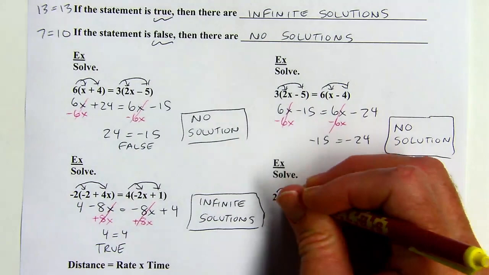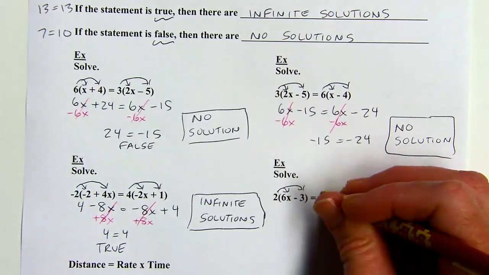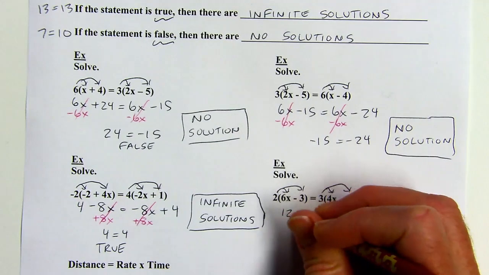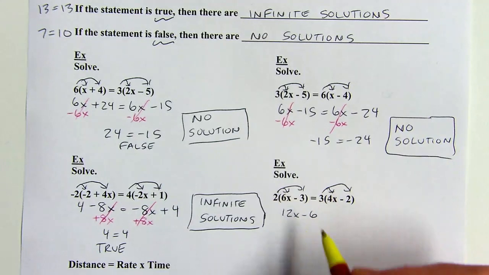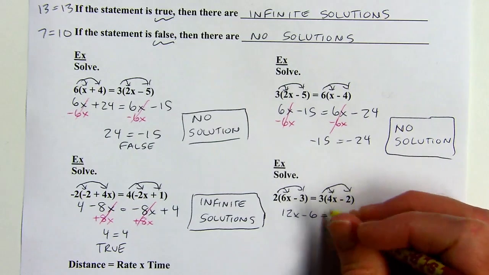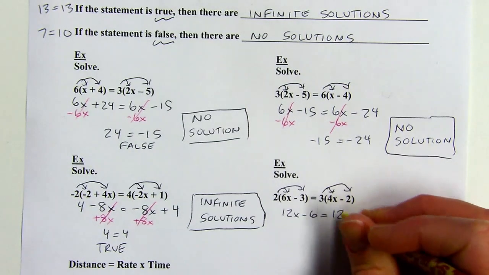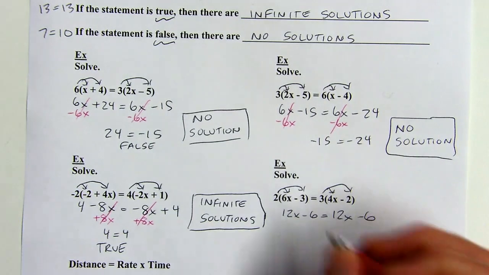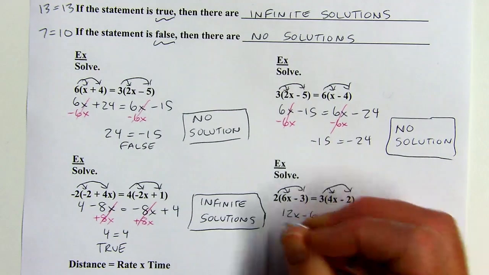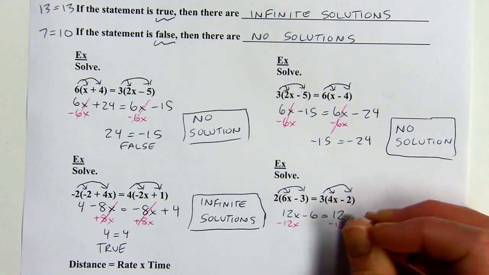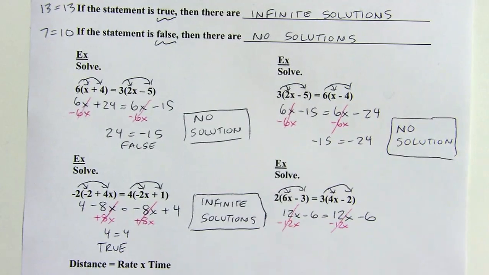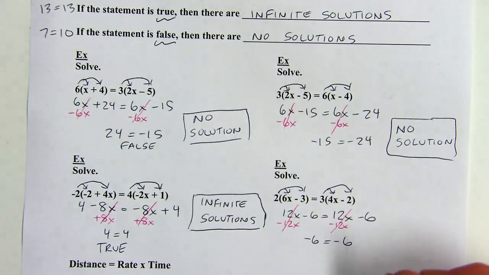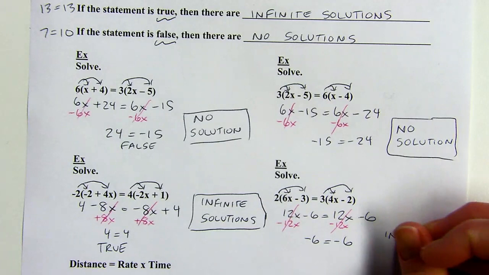Okay. All right, let's try another. Start cleaning this up by distributing. Okay, 2 times 6x and 2 times negative 3. 3 times 4x is 12x. 3 times negative 2 is negative 6. Let's combine the 12x's. Okay, those will cancel. Now I've got a true statement, so again, that's going to be infinite solutions.